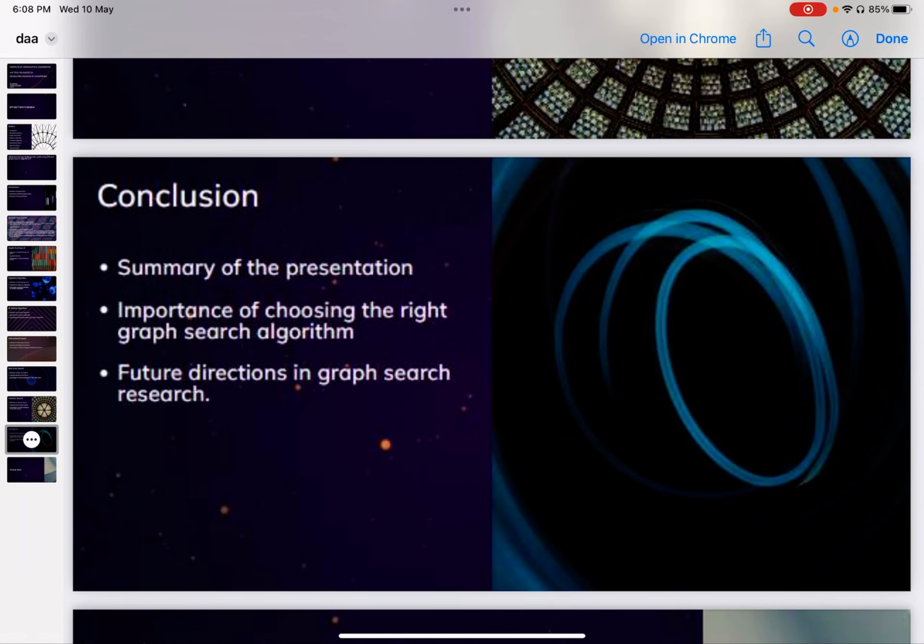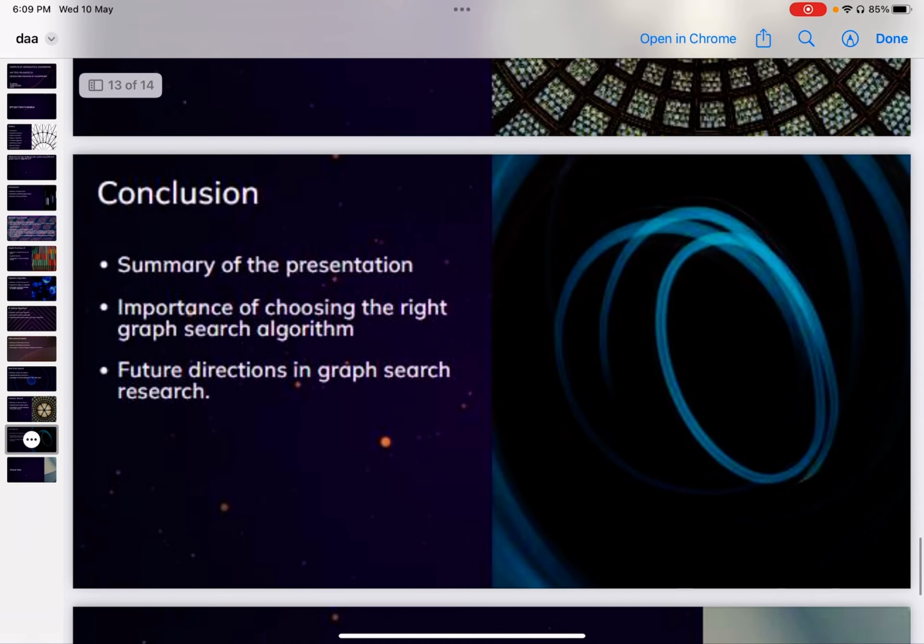So, the summary of this presentation: we have covered various graph search algorithms, including breadth first search, depth first search, the Dijkstra algorithm, A star, the bidirectional search, the best first search, and the heuristic search. The importance is that choosing the right graph search algorithm is crucial to achieving efficient and effective results. We have to use the algorithm which is efficient, which uses less memory and takes less time, so that it is suitable as an efficient graph searching mechanism. In future, research in graph search will focus on developing more efficient algorithms and improving the quality of the solutions. Thank you.